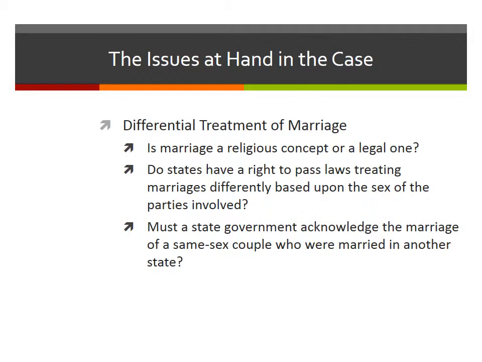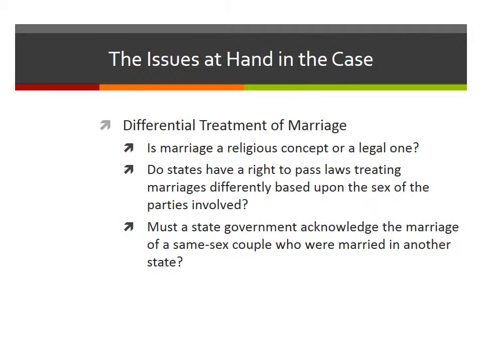The second aspect of differential treatment is, do states have any right to pass laws treating marriages differently based upon sex? Remember, the Equal Protection Clause says if you treat one group one way, you have to treat the other group the same way. And if you allow a man and a woman to get married, why can't a woman and a woman, or a man and a man, also get married? So you're treating groups differently. They are often called classifications or classes.